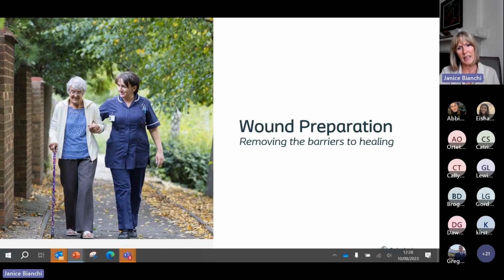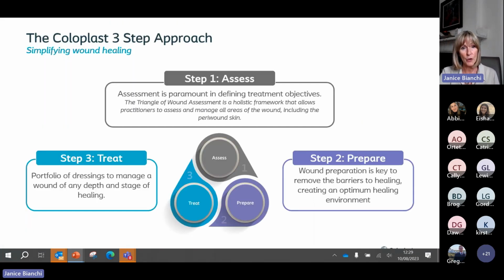We're now going to think about wound preparation. So we've done our very detailed assessment. We're looking at the wound now to see what we need to do with the wound to encourage that wound healing process. And this is step 2 in the 3-step approach.